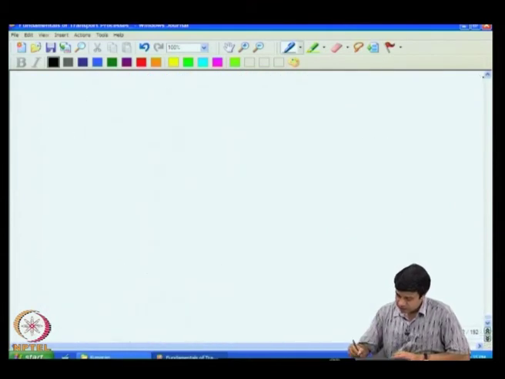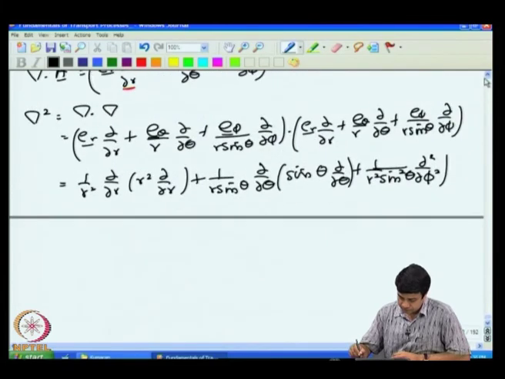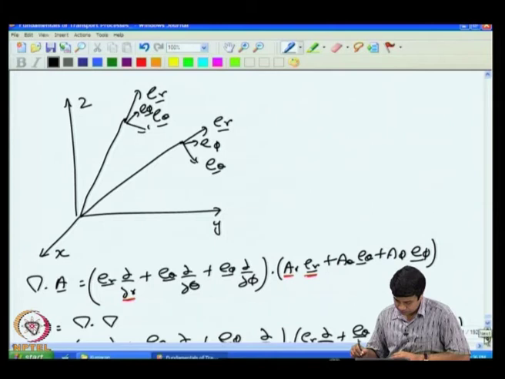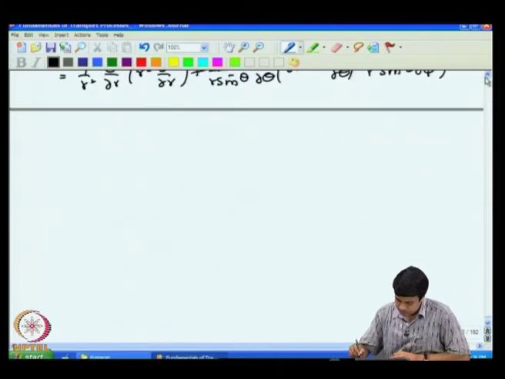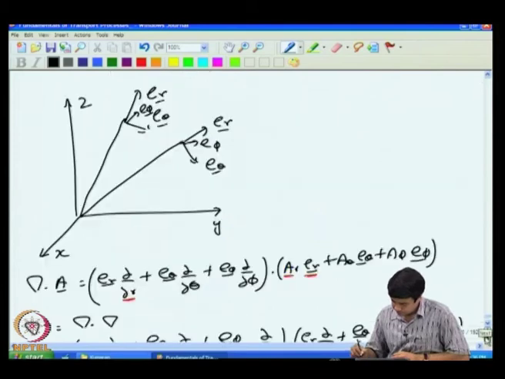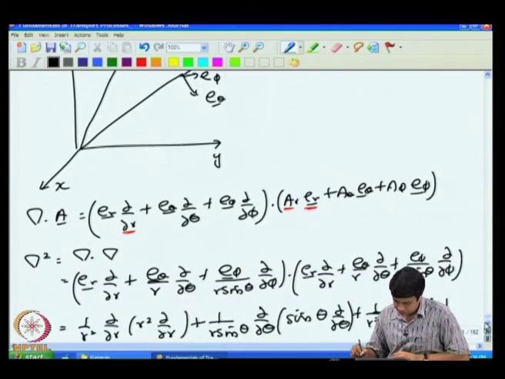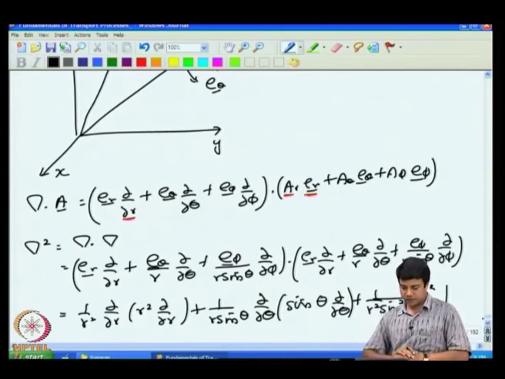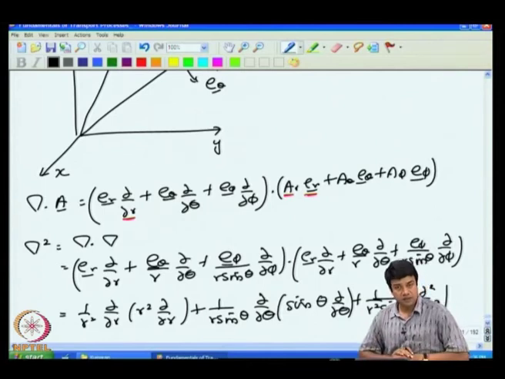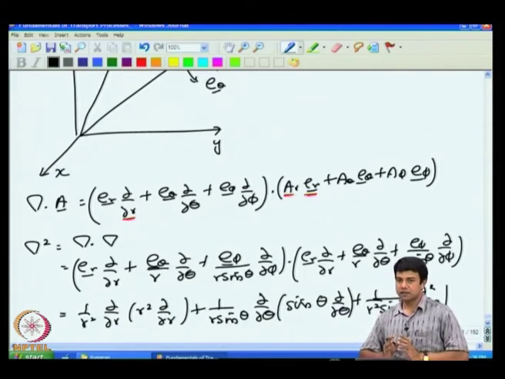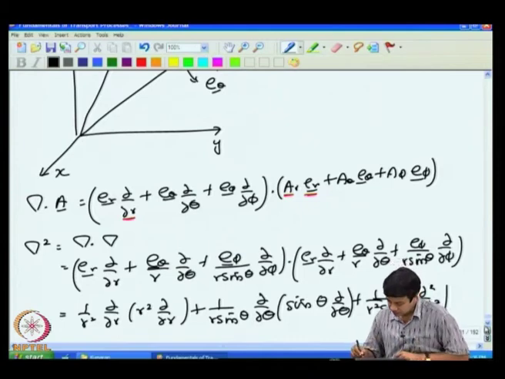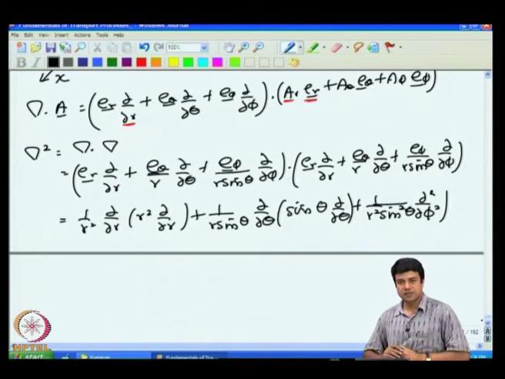The other way to do it is to actually use this expression for the divergence and the Laplacian and take the derivatives of the unit vectors with respect to r, theta and phi. That can be done. There is a well defined procedure for taking the derivatives of unit vectors with respect to coordinates, and when you do that you get exactly the same expression that I had got earlier by doing a shell balance. So, both of these procedures give you exactly the same result.